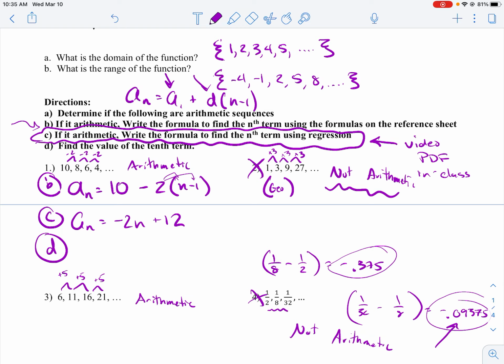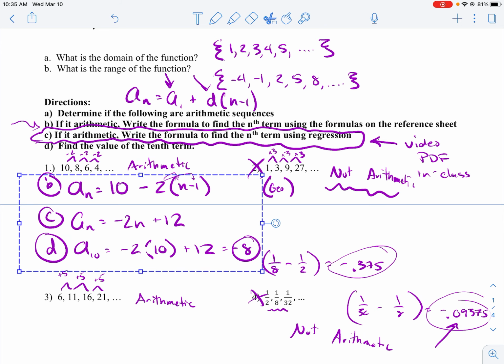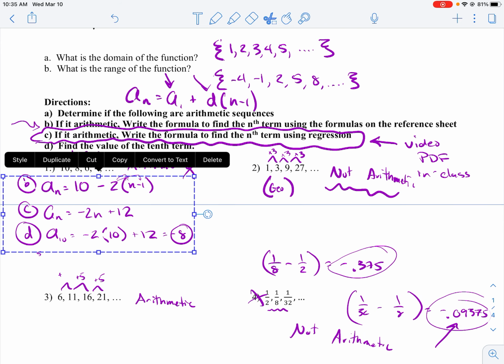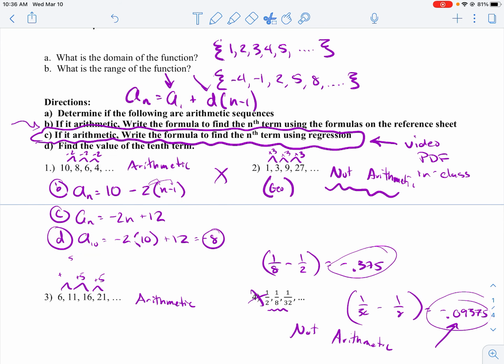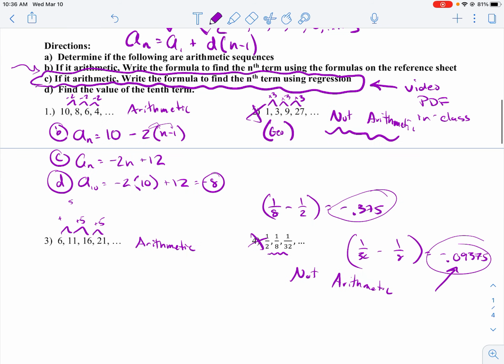And anyway, so this one right here, we want to find the 10th term. So I'm going to use the one I got from the calculator, because that's a little easier. So -20 plus 12 will give me a -8. Shrink this down a little bit so all this stuff fits. And there we go. All right, let's go down to number 3.